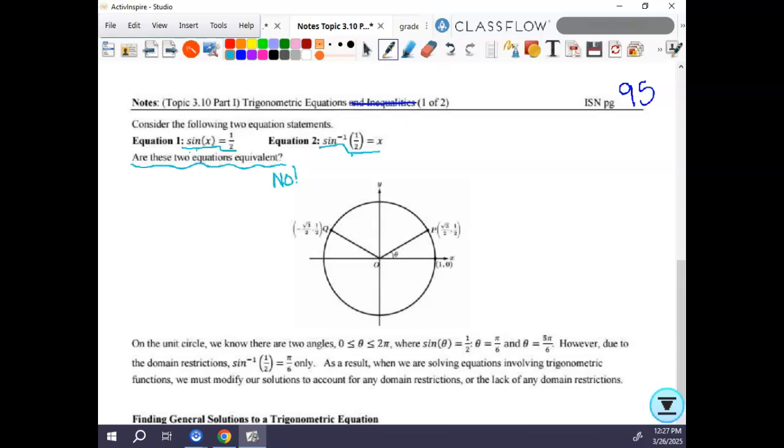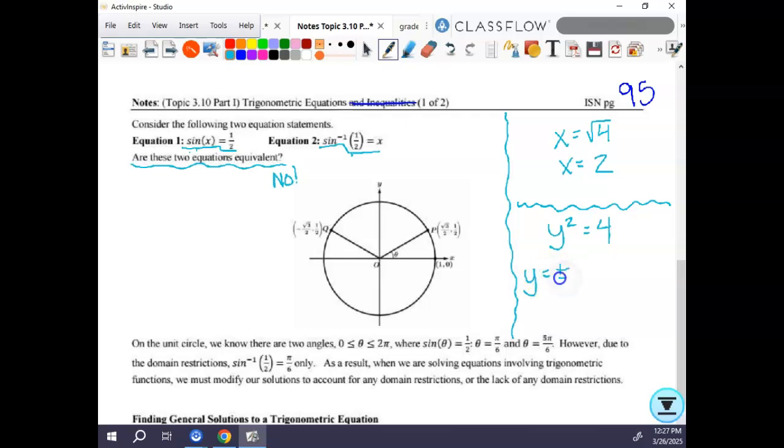Okay, and I'm going to relate this to something that I think we pretty much understand already, and that is this. If I tell you that x equals the square root of 4, then that means that x equals 2. We all agree with that? But if I tell you that y squared equals 4, and we are solving for y, then I'm going to take the square root of both sides and get y equals plus or minus the square root of 4, which equals plus or minus 2. Okay? So I want you to think about that for a minute.